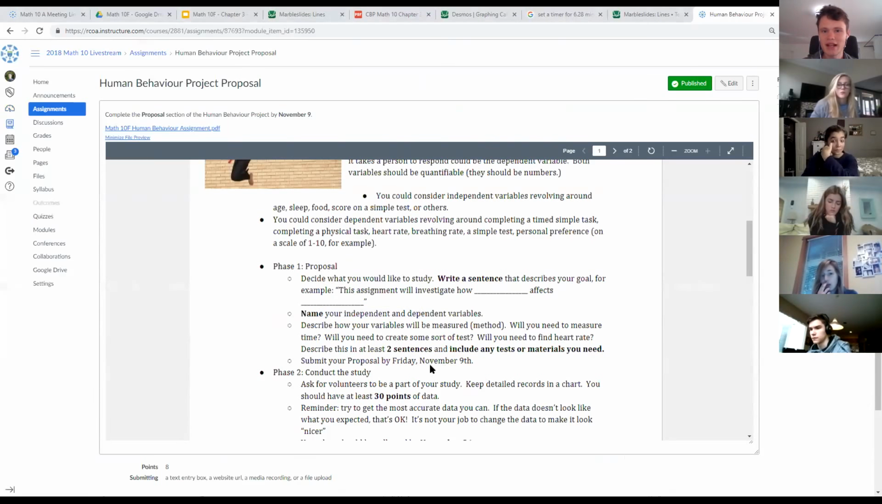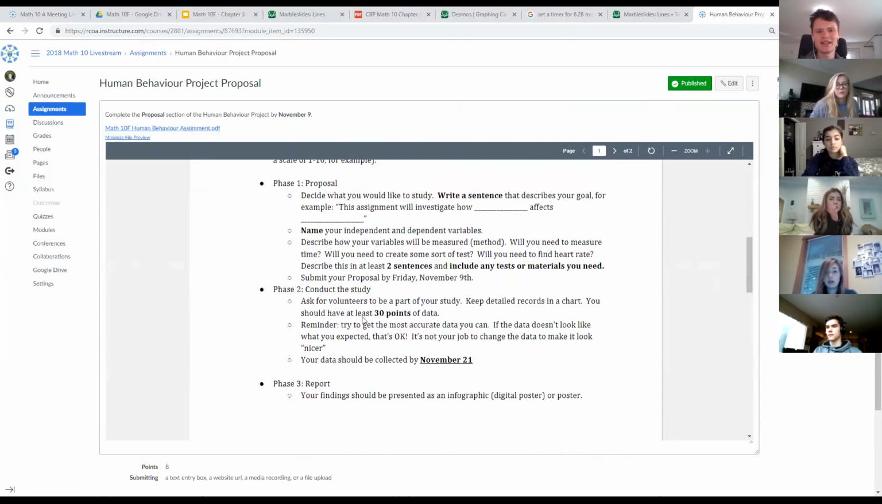Name your independent and dependent variables. Describe how your variables will be measured. So can you come up with a method? Will you need to measure time? Will you need to create some sort of test? Will you need to find heart rate? Describe this in at least 2 sentences and include any tests or materials that you need. So you need to be prepared for your method. Okay, and then submit your proposal by Friday, November 9th.